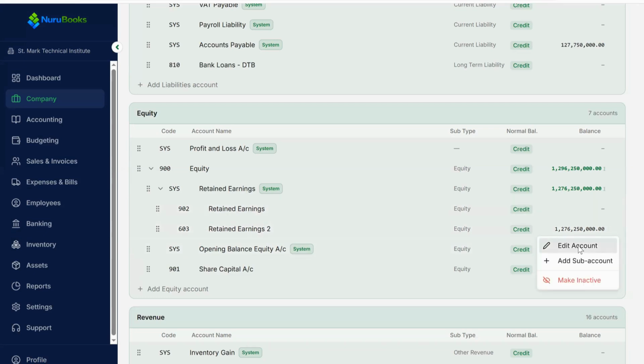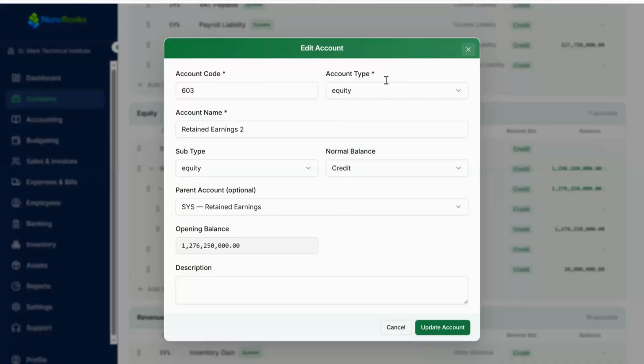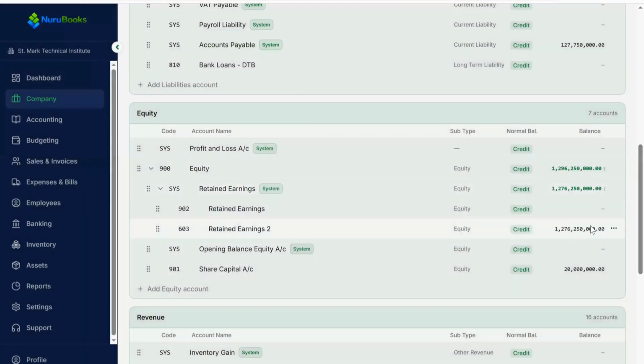So what did I do? I simply came here, created a new account, and gave it 603 as code. Account type is equity. Of course, it's retained earnings. Remove that 2, don't worry about the 2. It is an equity account, a sub account. Normal balance is a credit. And then I made it a child of the system account retained earnings. That way, I was able to post the opening balance, which was 1,276,250. So this is our opening retained earnings balance, which I posted right there.